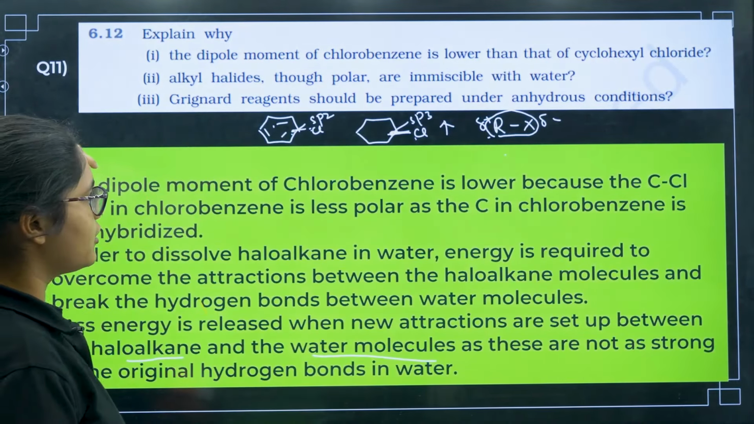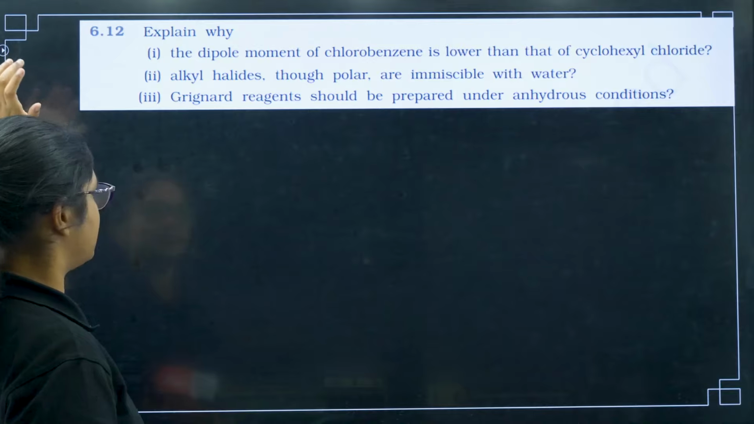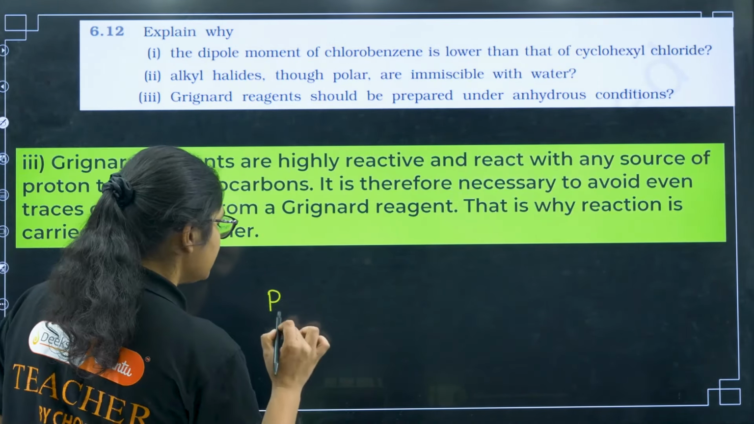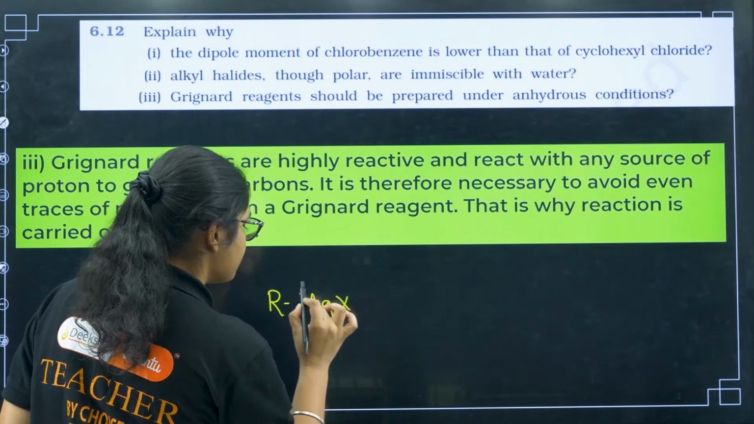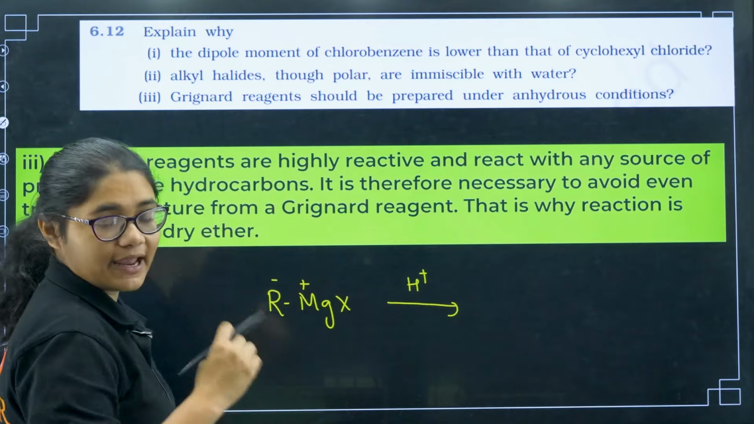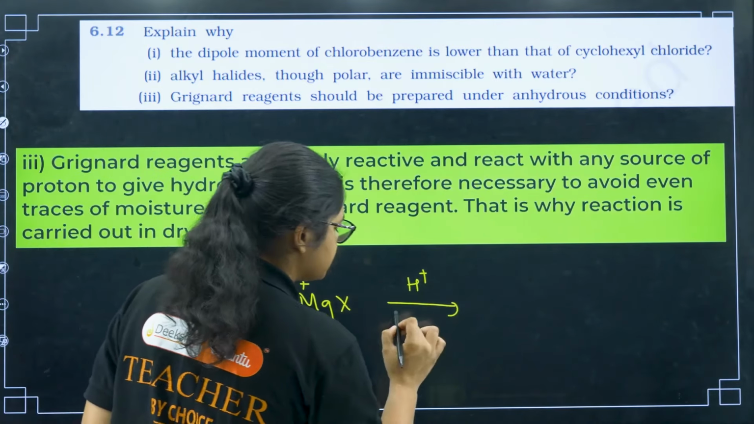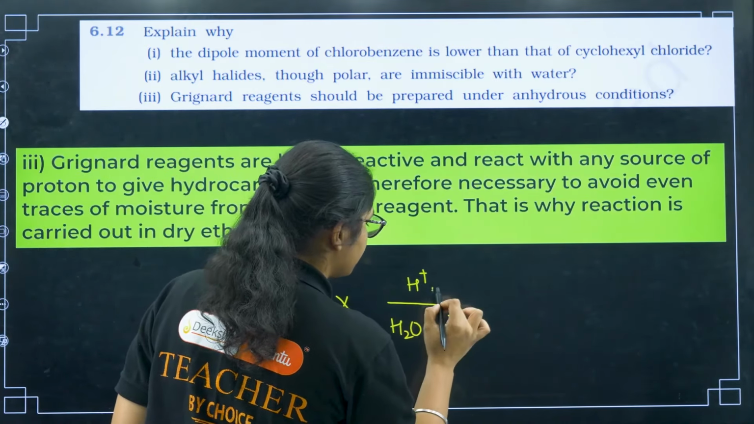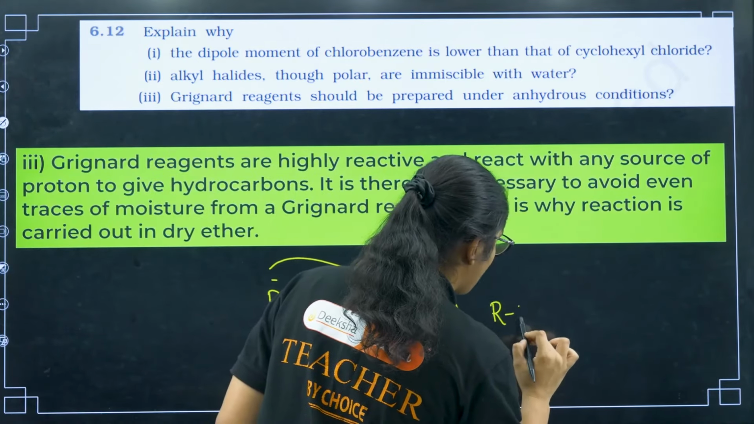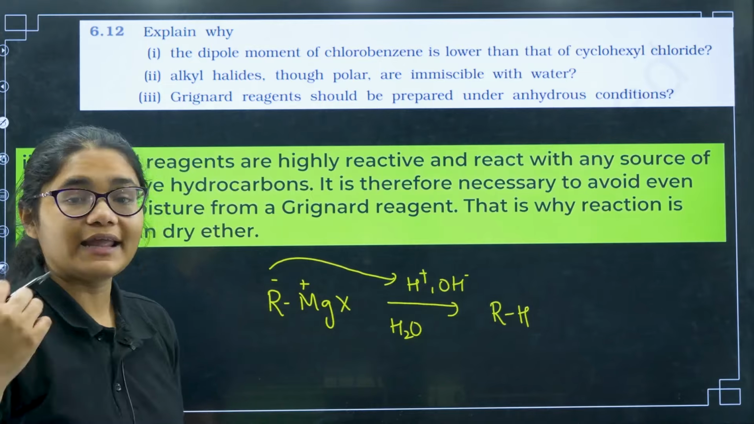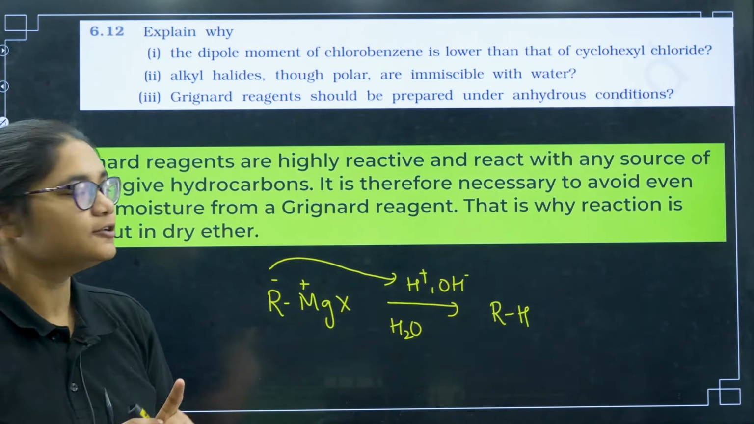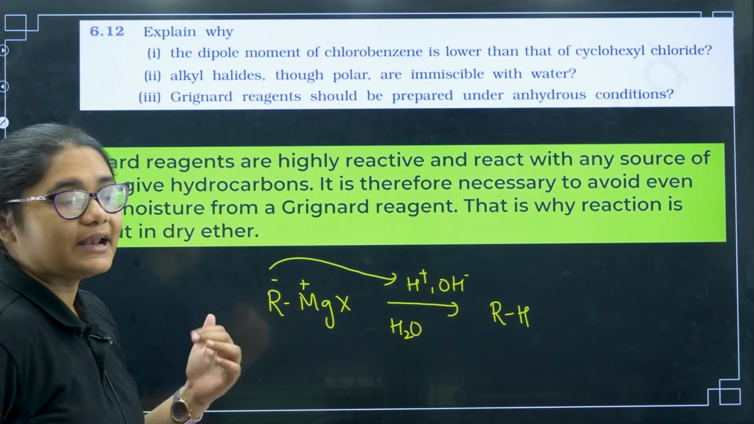Next, Grignard reagent should be prepared under anhydrous conditions. So here the answer is Grignard reagent. If you see, it is RMgX, right? This is minus. If it finds any H plus in the medium, any proton, especially from water, if you see, water is what? H plus and OH minus. So what will happen? This one will react with this one and we will get RH. We will not be able to do the reactions that we want. Grignard reagent will immediately get converted to the hydrocarbon. So to prevent that, we should take it in an anhydrous medium.